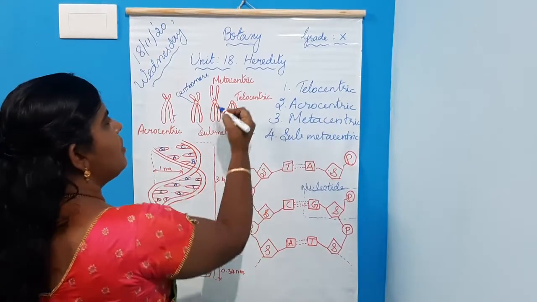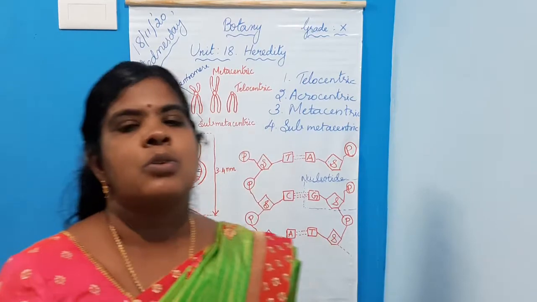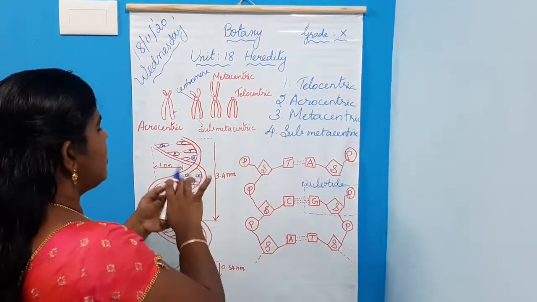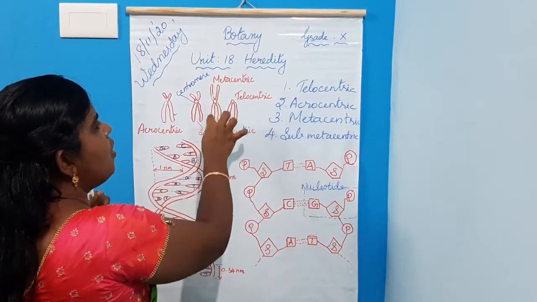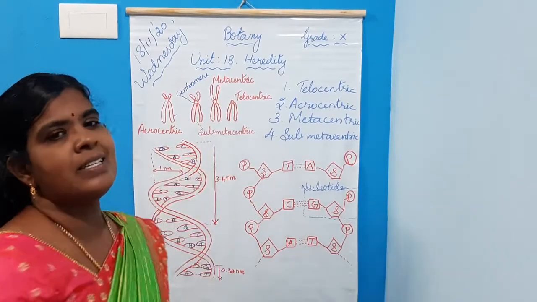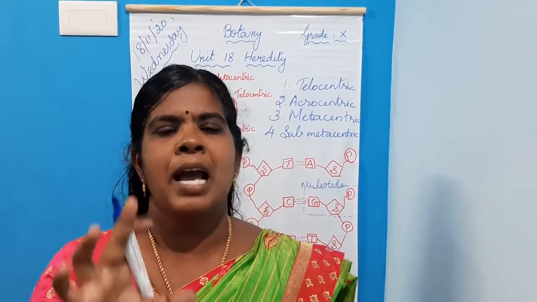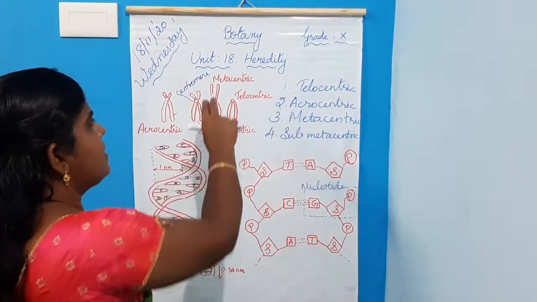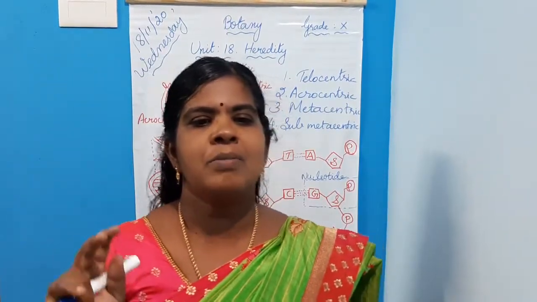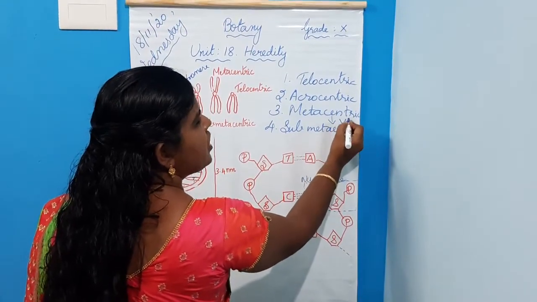Next, what is the metacentric chromosome? In the metacentric chromosome, the centromere is present in the center of the chromatids. These 2 arms are equal. So the centromere occurs in the center of the chromosome and forms 2 equal arms. So it is metacentric. Metacentric chromosomes are V-shaped chromosomes.